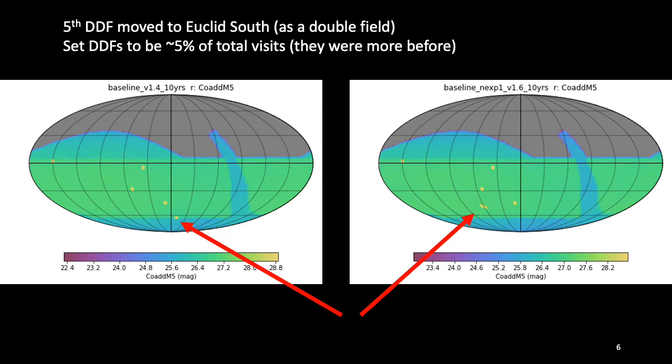Another change over last year is we've moved the location of the 5th deep drilling field. The project has announced 4 deep drilling fields. Those have stayed the same, but we had a 5th one in there because we always assumed there would be a 5th field, and now it's looking more like it will be the Euclid Deep Field South, which is actually a double pointing. There you can see the location of the old deep drilling field that was a placeholder on the left, and then on the right, that double Euclid field that we've added as the new baseline.